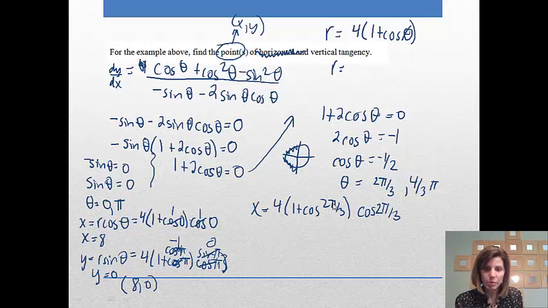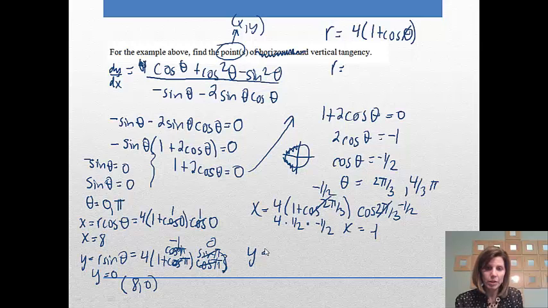And when I simplify that, we do know that cosine of 2 pi over 3 is negative 1/2. And we got negative 1/2 here. So I will have 4 times 1 plus negative 1/2 would be 1/2. And then times negative 1/2. And that will give me, I believe, negative 1.